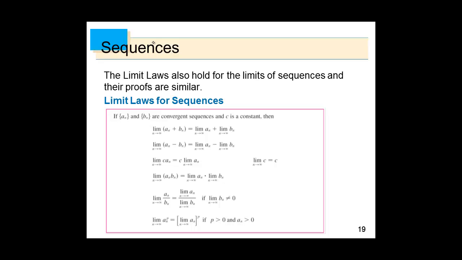The limit of a constant sequence, what is the meaning of this limit here? It means that the sequence, all the terms are the same, c. So obviously the limit is c.